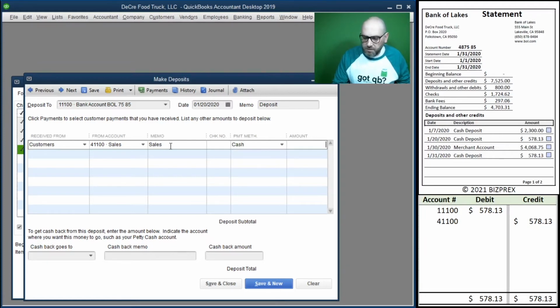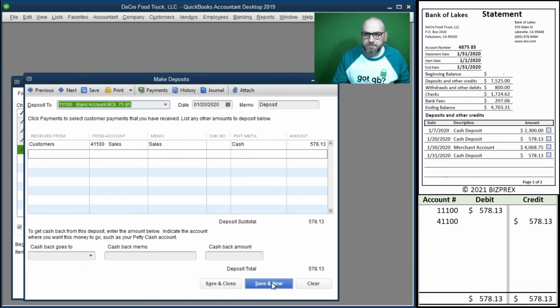And again, it's very important to understand that even though in this case we're entering the amount only once, it actually serves as a debit to our bank account and as a credit to our sales account. So that's the entry right here. Again, QuickBooks is wonderful at creating very good user-friendly interfaces. I want to make sure we understand the debits and credits behind those interfaces. So let's go ahead and click Save and New and move on to our next deposit.